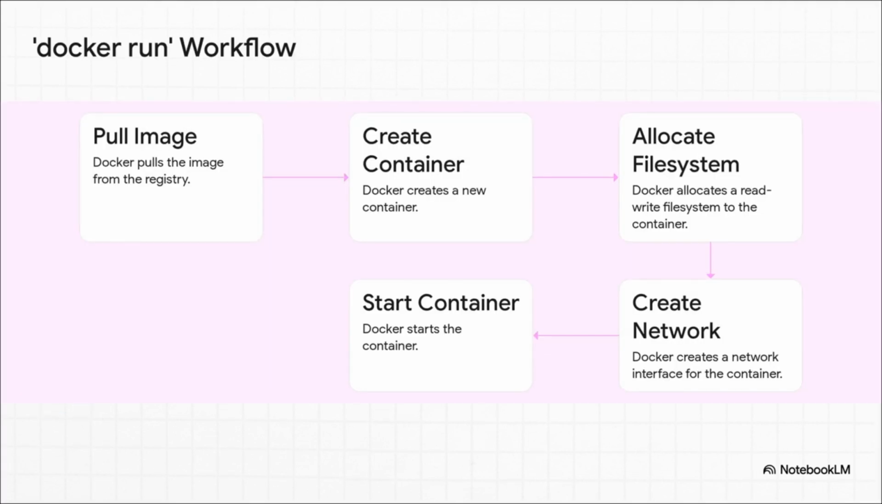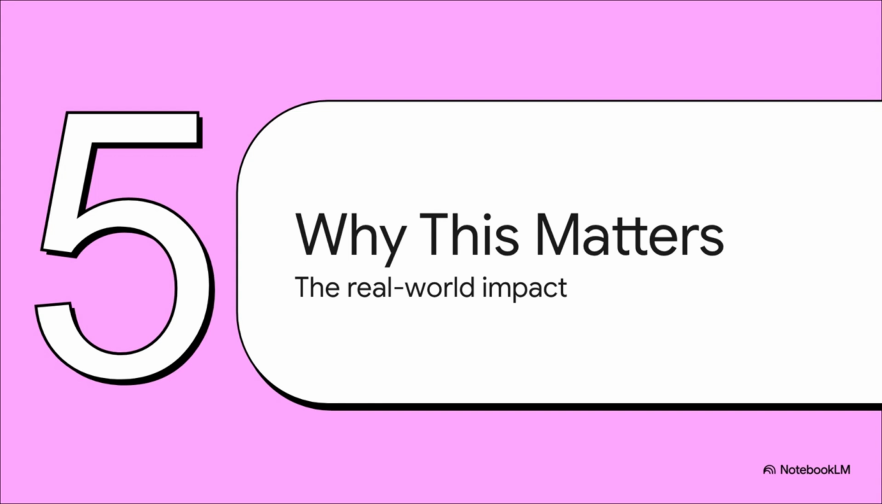And this slide shows you exactly what's happening under the hood when you do that. So you type docker run. First, Docker grabs the image it needs from a registry. Then it creates a brand new container, gives it a file system, sets up all the networking, and boom, it starts your application. It's like going from a blueprint to a fully working house in seconds. It's incredible.